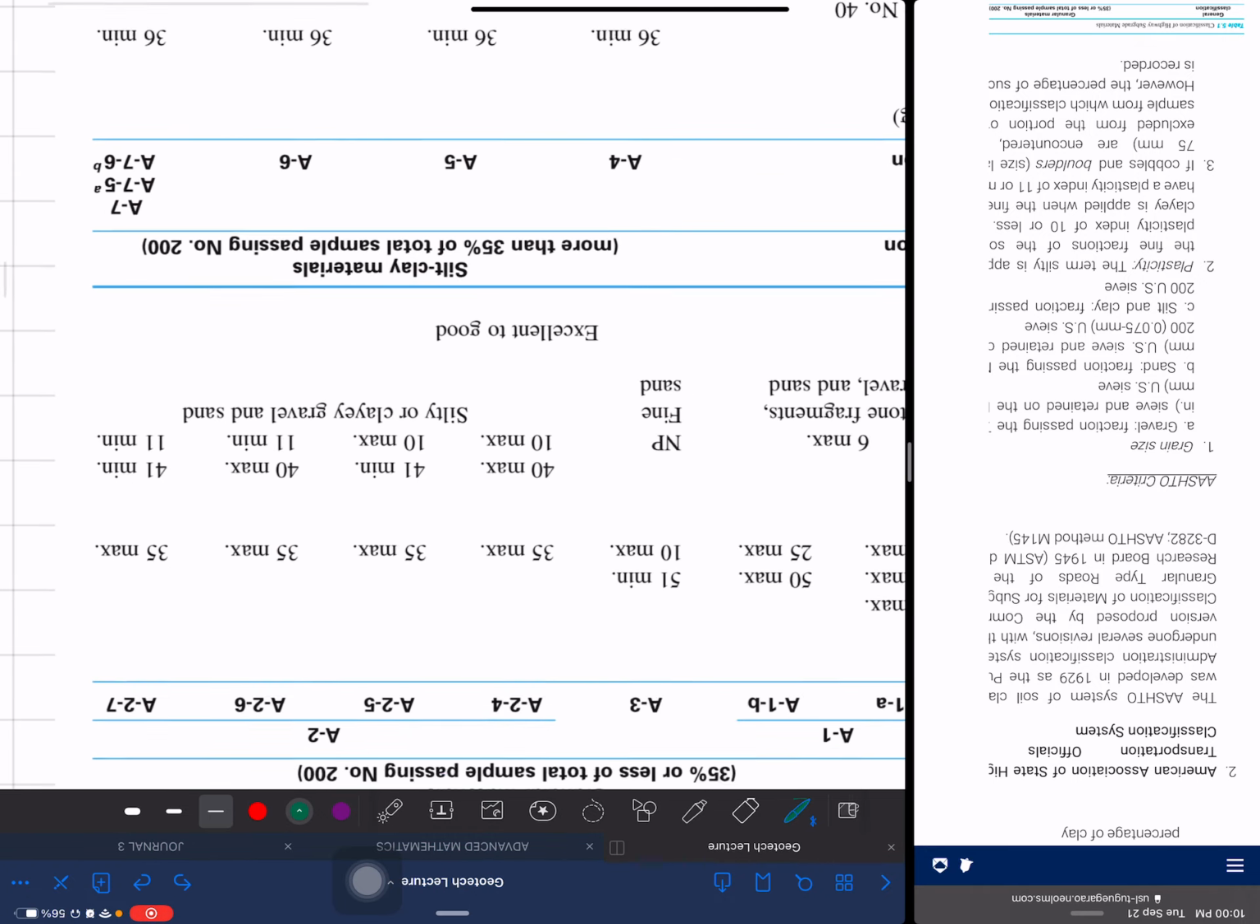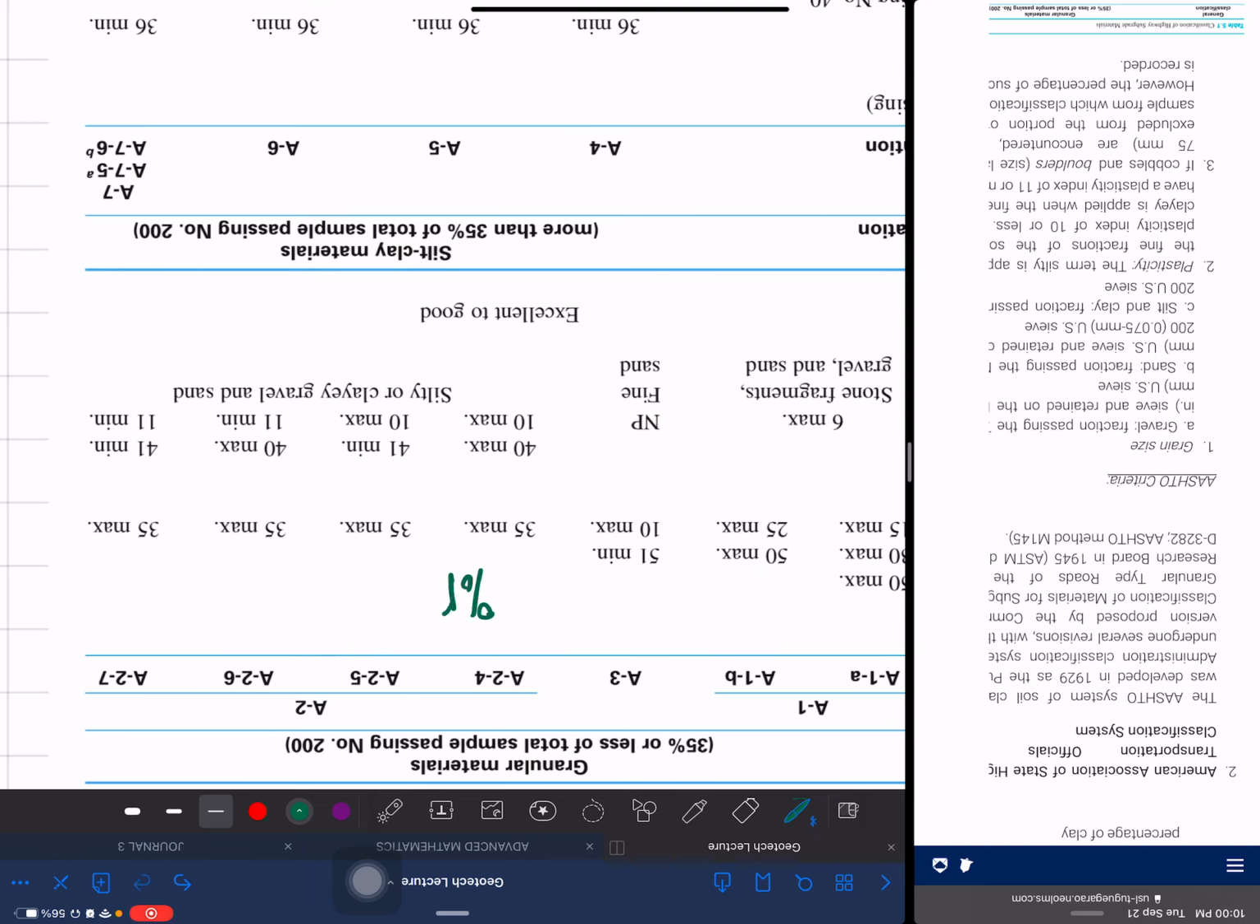Okay? So, for example, ang percent passing ng 200 sieve mo is 65. So, it means that is greater than 35. So, magpo-fall siya under dito, silty clay materials. Okay? What if the percent passing is 28? Okay? 28%. It means your soil sample is actually under the granular material. Okay, so yun ang unang step. Determine the percent passing through the number 200 sieve.